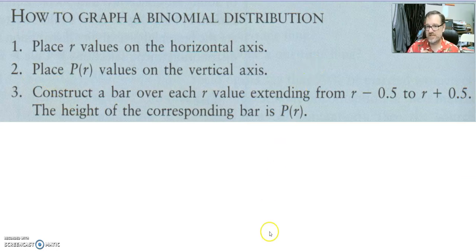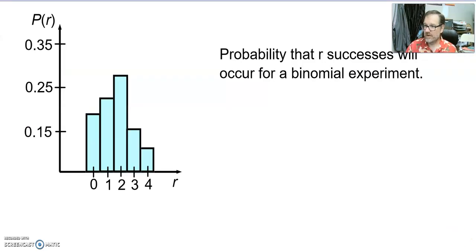So literally, these are the steps that I just talked about. We're going to put our R values on our horizontal axis. We're going to put the probability that R is R on our vertical axis. Remember, R is the number of successes. We're going to make our bars with R right in the middle of every bar, so we're going to go half to the left and half to the right. And when we make our histogram, it'll look something like this.